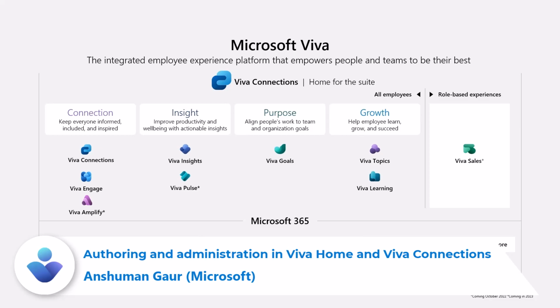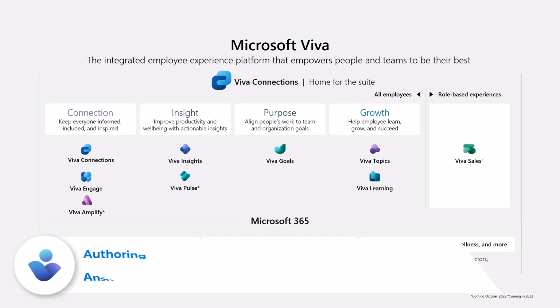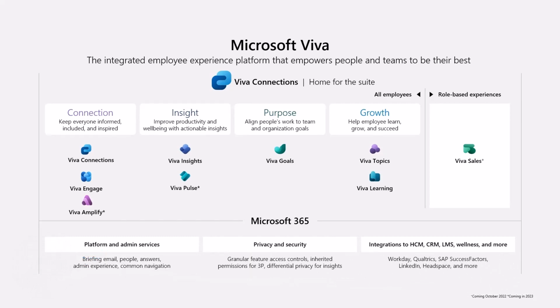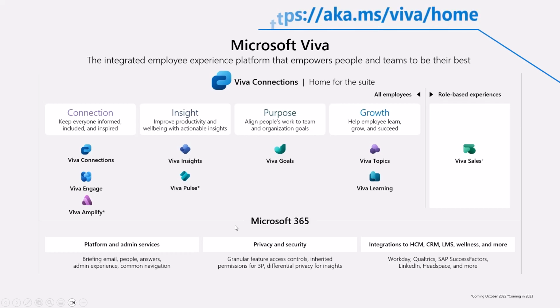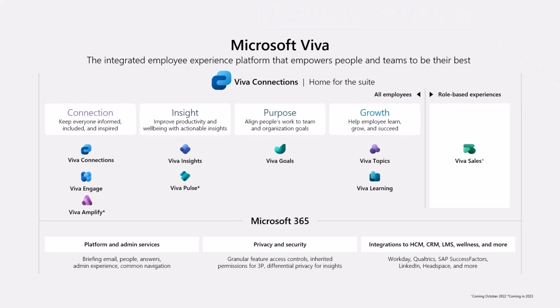Today, I'm going to talk about the powerful authoring and administration capabilities in Viva Connections. But before we get started, let's do a quick recap of Microsoft Viva and Viva Connections. Microsoft Viva is the employee experience platform within Microsoft 365 and Microsoft Teams. It is the application suite that brings together all the apps and tools into a solution that enables connection, insight, purpose, and growth. As you can see, we have got a set of Viva apps that span these needs. In this session, we will focus on the connection area that ensures that the employees are informed, included, and inspired.